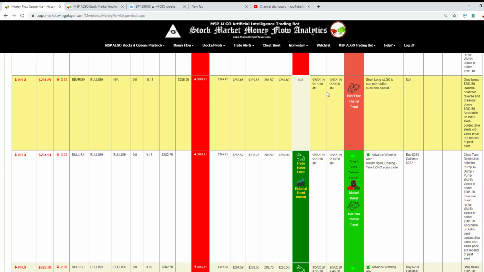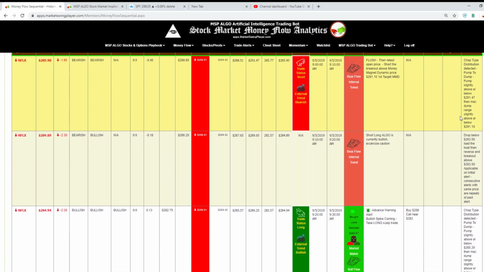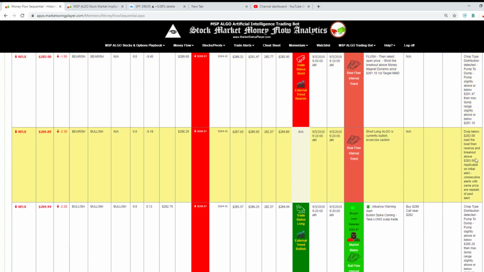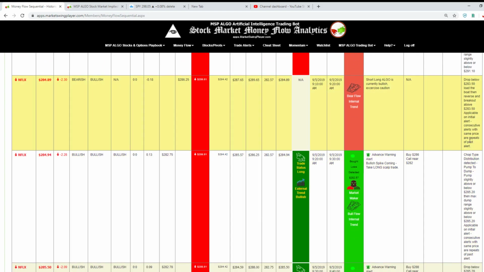As the market's opening up, it would say drop below 283.50, load the boat, then reverse and break out above 283.50. Okay, it says it's applicable in an initial alert. I see that this alert is not the same price, so when the market opens up, I'm expecting price to dive below 283.50. And if I see the market maker buying, then I'm going to buy with the market maker. So I'm already prepared.